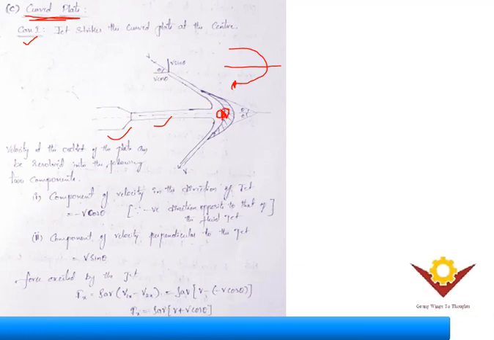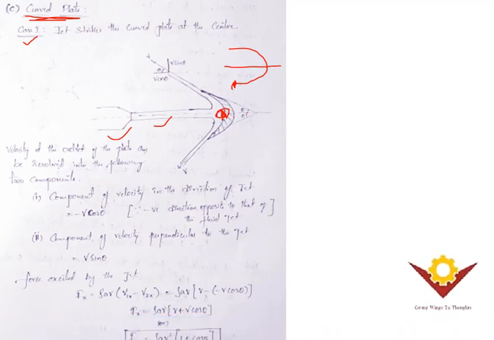And now the jet is striking at the center, and to say whether it is symmetrical or unsymmetrical, you can see the angle here. Here the angle is theta, right? This is theta, and this is also theta. If these two angles differ, then we can say the vane is an unsymmetrical one. But here it is a symmetrical one.